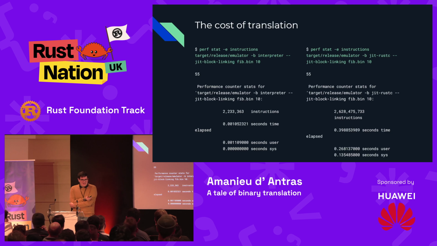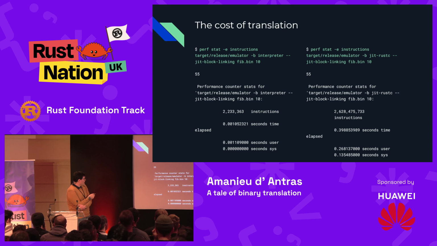So let's try to get an idea of what the cost of translation is. Instead of taking the 1 billionth number in the Fibonacci sequence, let's try getting the 10th number. At this point, the cost of execution is basically 0. It's all in the cost of translation. On the left, you have the interpreter, which is very fast. And on the right, you have the JIT compiler, which is less fast.